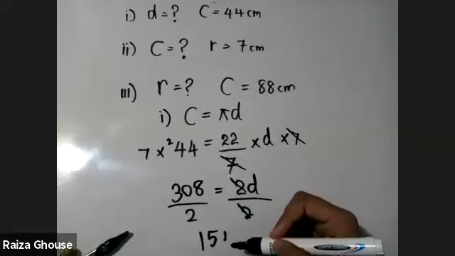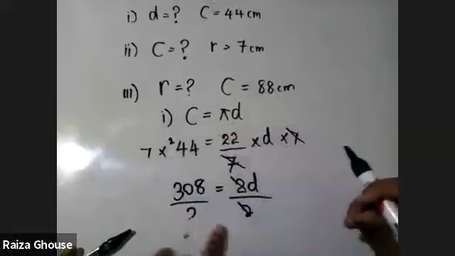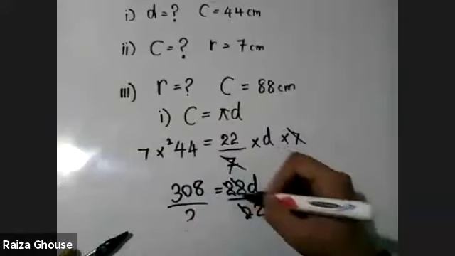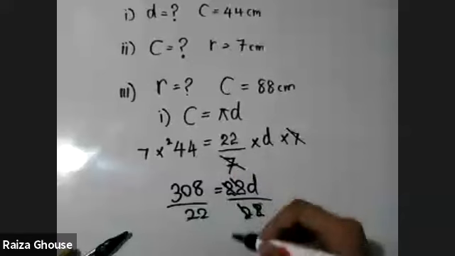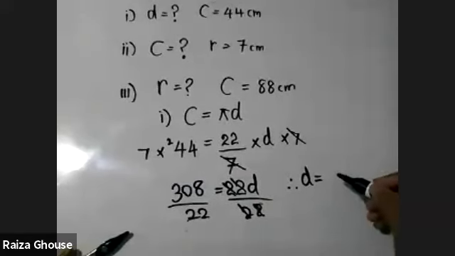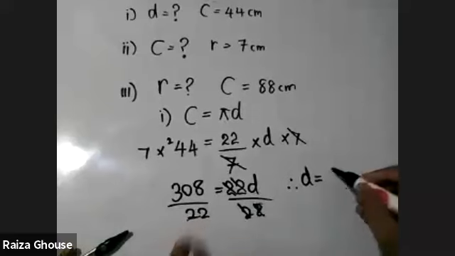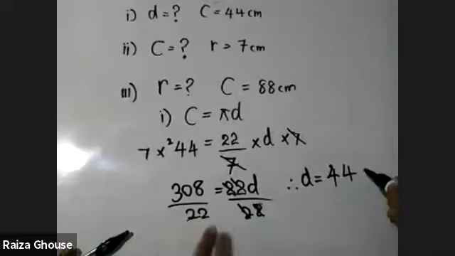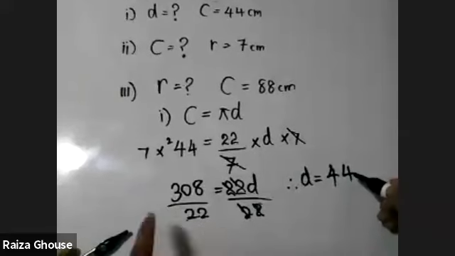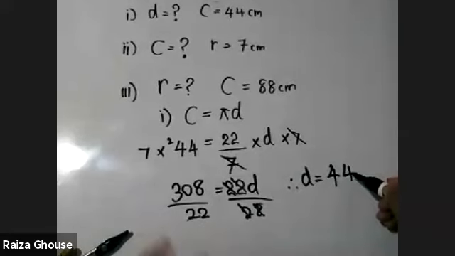Oh, wait. What is it? 22, sorry. 22. If you divide 308 by 22, you get 44. Because 2 times 4 is 8, 4 times 2 is 8. Again, you are getting 4 times 4. So that's you are getting 44 centimeter.